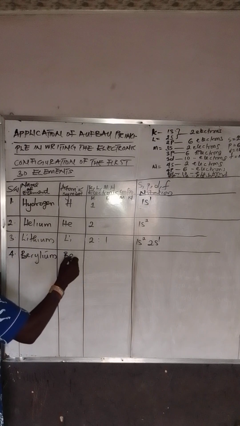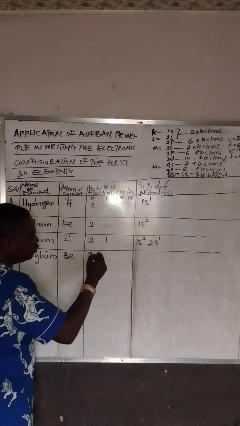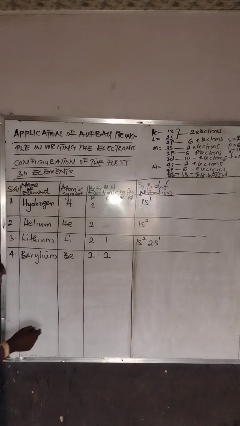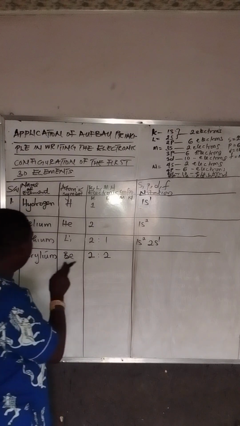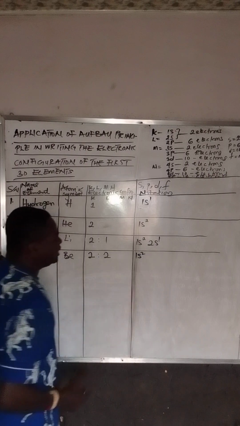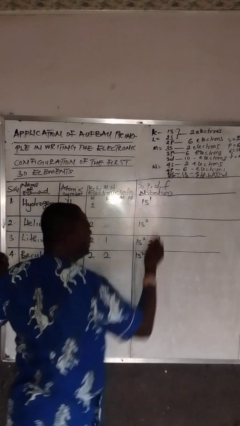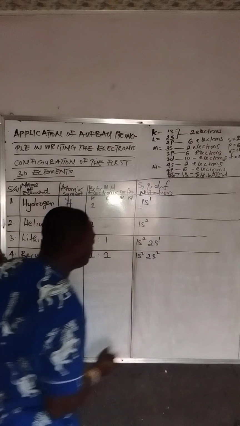Then the next one, number 4, is beryllium, Be. Now, beryllium's configuration is what? 2:2. And to write the SPDF configuration, we want to fill 4 electrons. So put 2 into 1s. It remains 2. Then go to 2s, and put the remaining 2 there. So that's what you have.